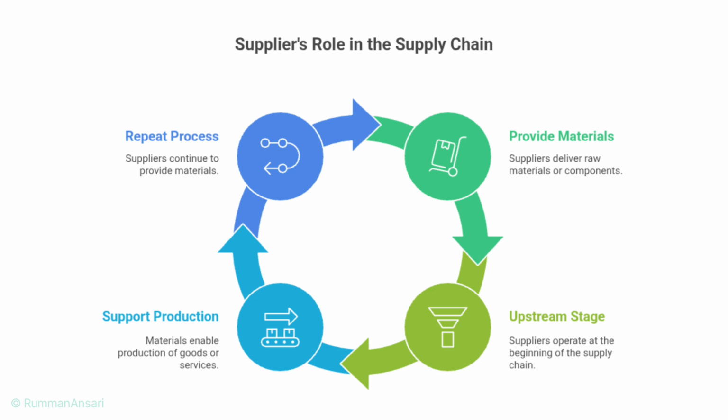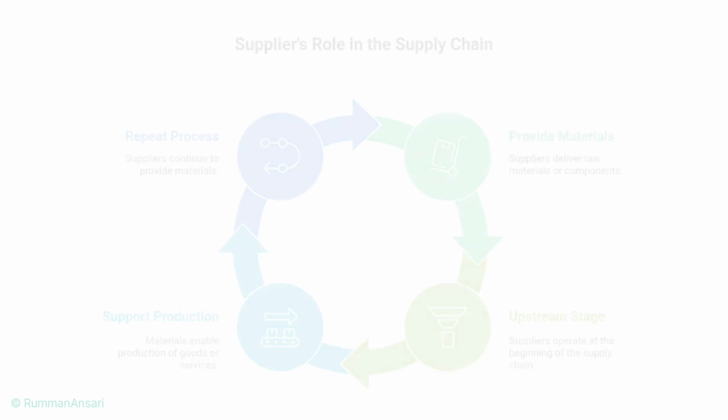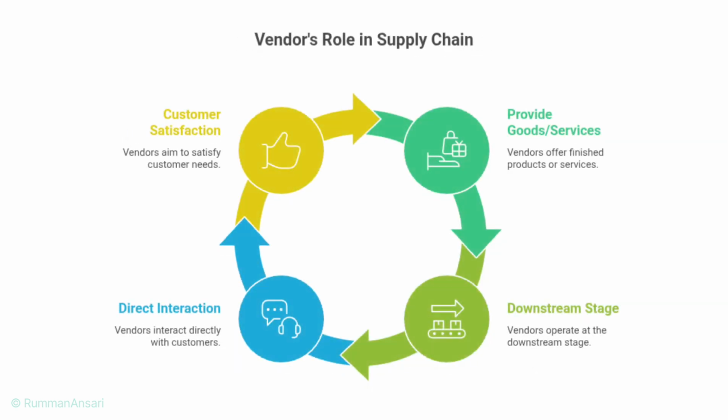Now we'll go to the vendor. A vendor is usually the seller who provides finished goods or services directly to a company or even to the end customer. It often comes at the downstream stage of the supply chain. Let me give an example: a company selling office laptops, or a cafeteria vendor providing food services. These are nothing but vendors.